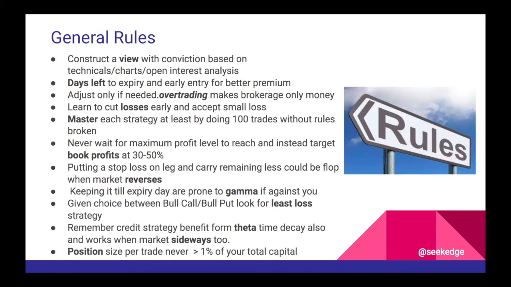Now finally, the most important thing is that you do not put all your money, or take 100 lots of capital, on this strategy and then trade it. That doesn't work in any of the strategies, including option strategies. Position size per trade should never be greater than 1% of your total capital, right? Whatever lakhs or crores you have, every trade that you take should not risk more than 1%. If the risk is more than that, then you are in trouble. That's a general rule for any trading, right?